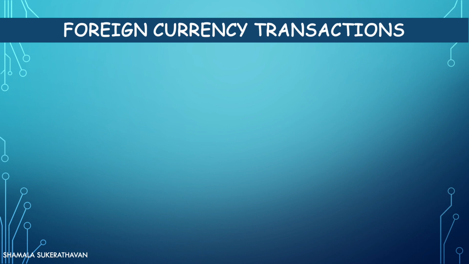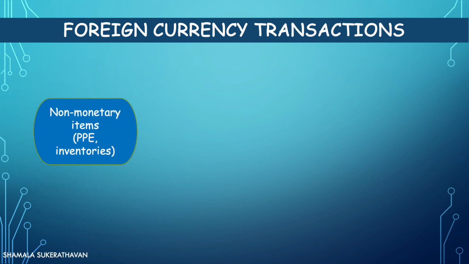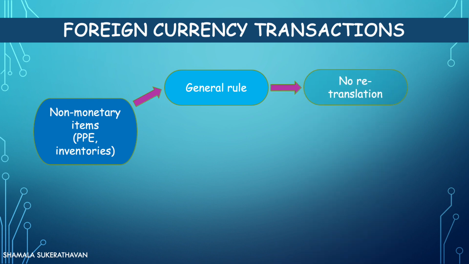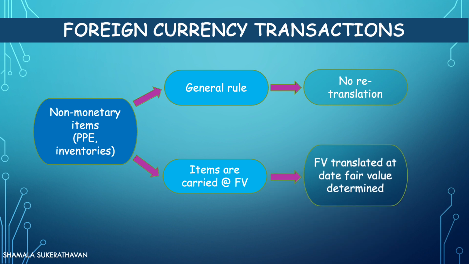In the case of non-monetary foreign currency items, for example property, plant and equipment, as well as inventories, remaining in the statement of financial position at the reporting date, these are not retranslated. However, if a non-monetary item is carried at fair value, the fair value shall be translated on the date the fair value is determined, with any changes in fair value recognized according to the respective standard the item falls within.